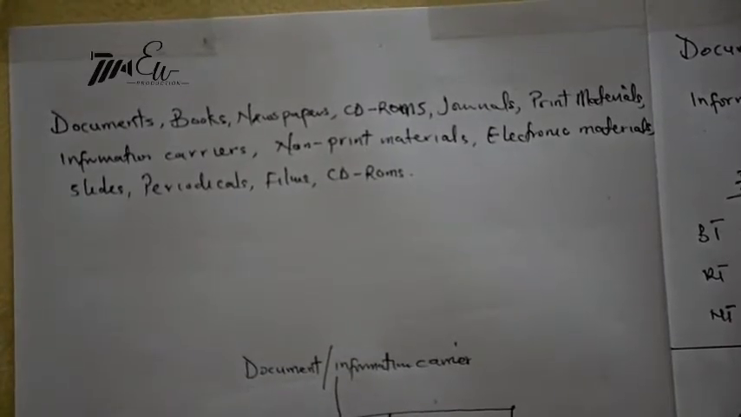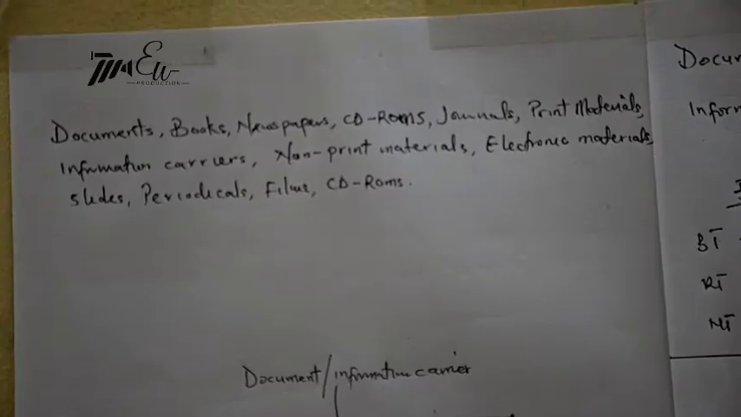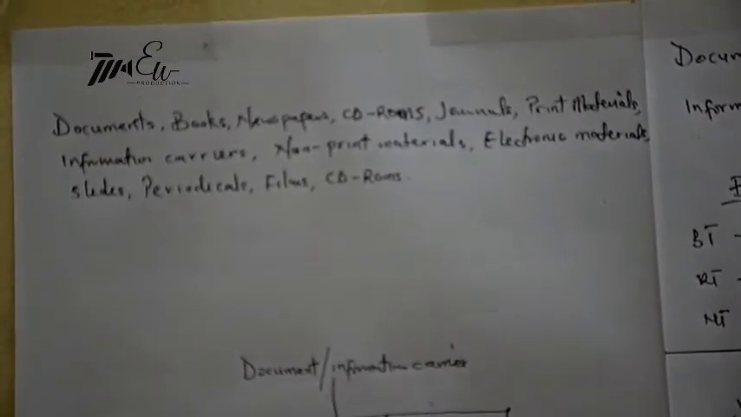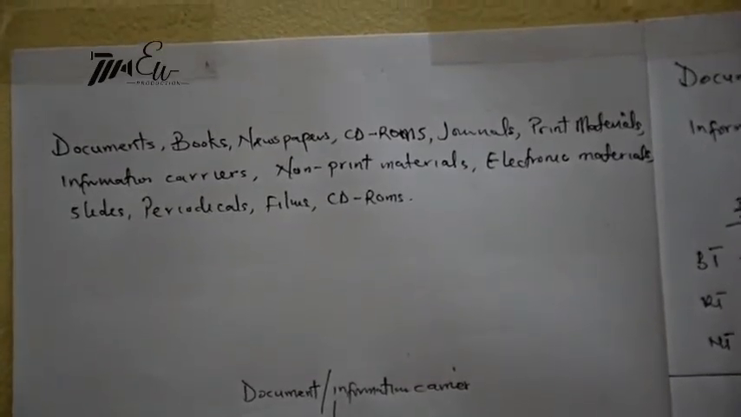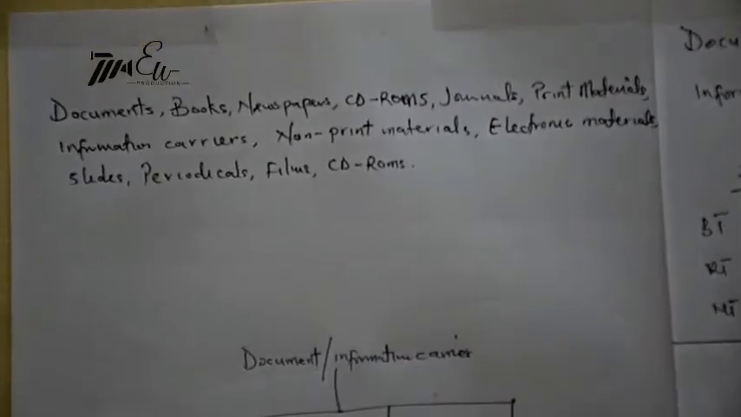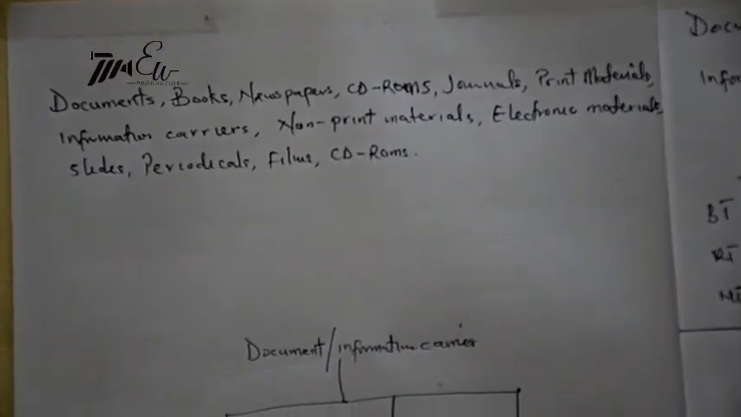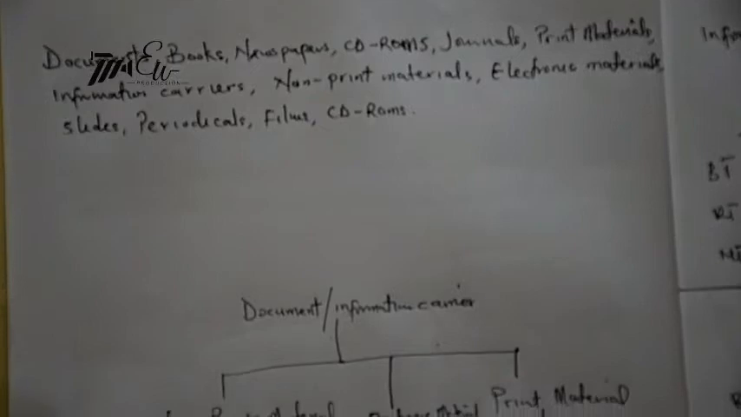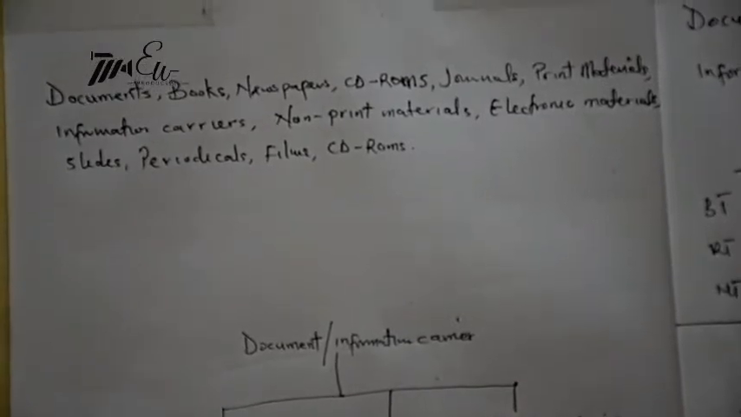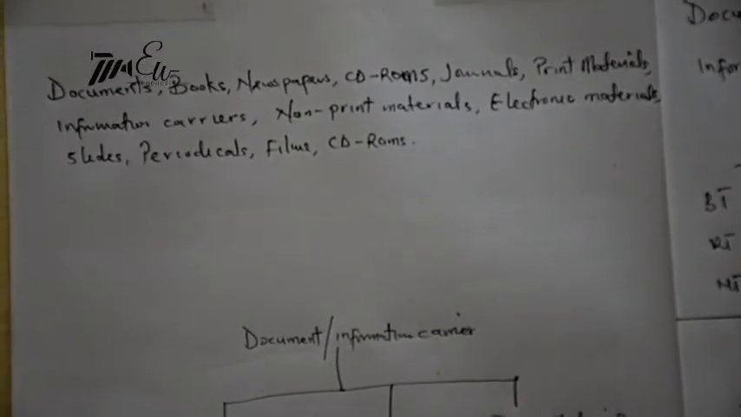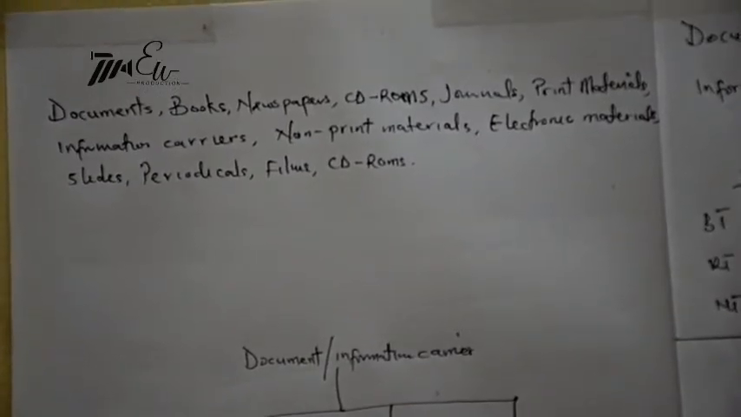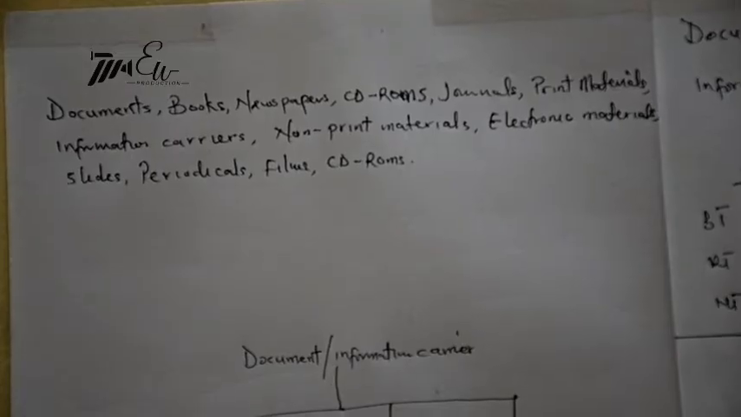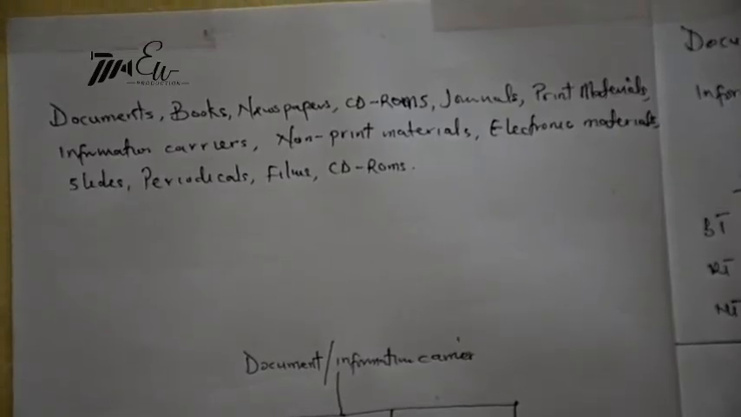In drawing the tree diagram, you need to go through the terminologies and look for the term that is bigger than all the terms. So when we go through our terms, you'll find out that document is big. Book is a type of document, so book cannot be bigger than document. Newspaper, CD-ROMs, journals, and print material cannot be bigger than document.